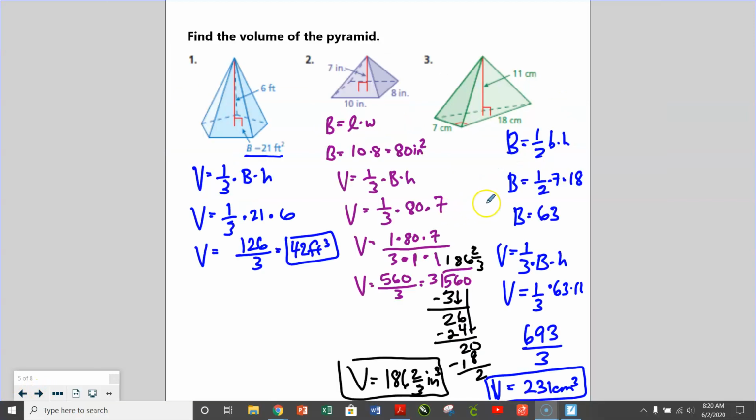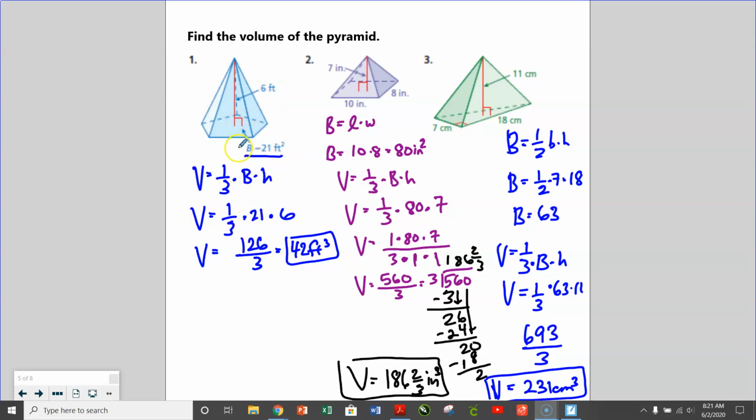Right. All right, so I just worked out all these, and hopefully you gave them a shot on your own as well. Number 2 got a little hairy, right? Because 560 was not divisible by 3. So I just wanted to show you what we're actually doing here to get the 186 2/3, right? 2 was the remainder left over out of 3, right? We don't have a full whole to pull from right there. So we end up with 186 and 2/3 inches cubed.